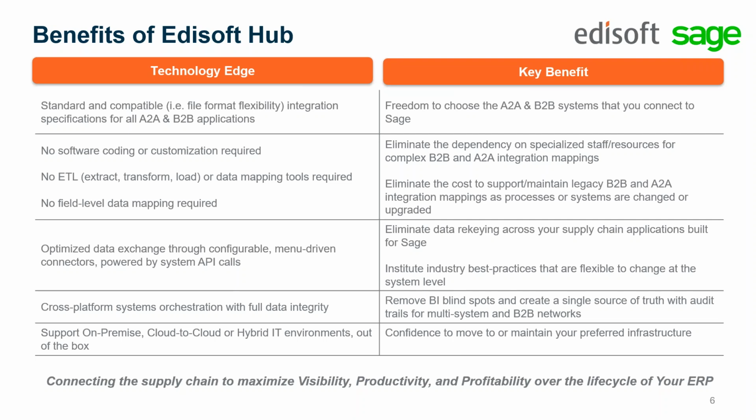So we're eliminating data rekeying across your supply chain applications. We're also able, by doing so, to institute industry best practices, which I'll speak to in a number of case studies towards the end of this presentation. We're creating cross-platform system orchestration with full data integrity. So I'd already hinted or spoken to an end-to-end audit trail. We're able to capture that and bring it into Sage by virtue of connecting this ecosystem.